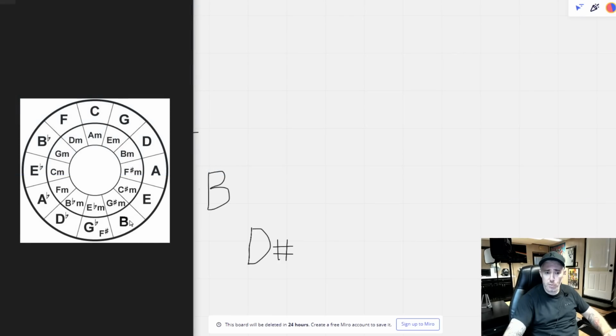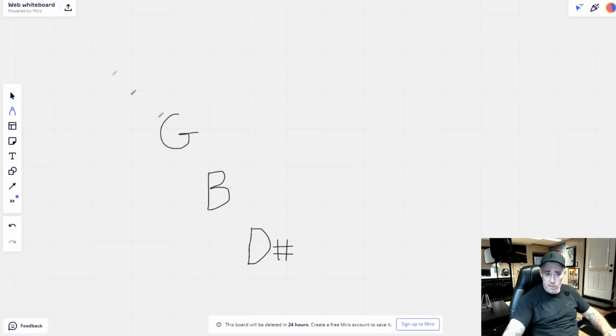B, that's a major third above. 1, 2, 3, 4. E flat, D sharp, that's a major third above. 1, 2, 3, 4. You're back at G again. All right, so when you're moving in major thirds, it's just going to cycle indefinitely. All right, so now we're going to go in this direction.